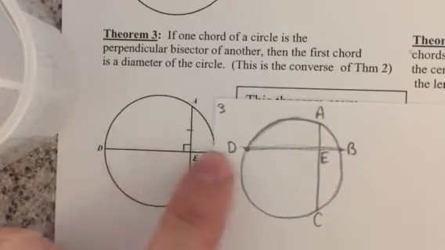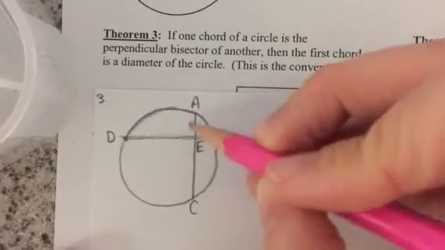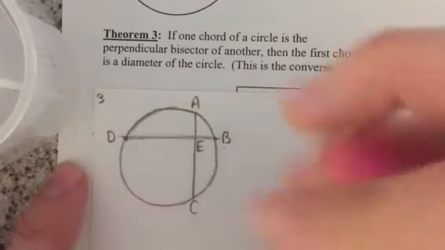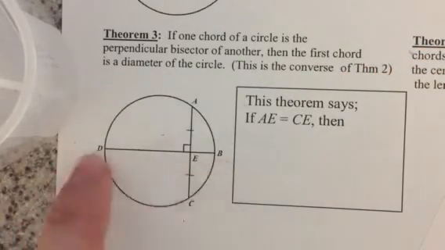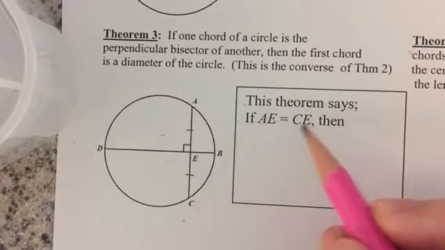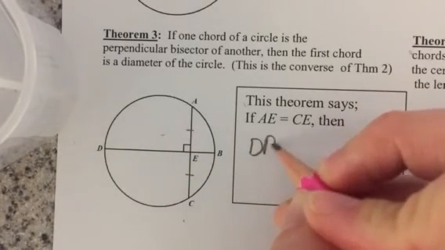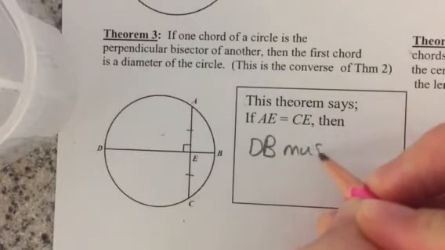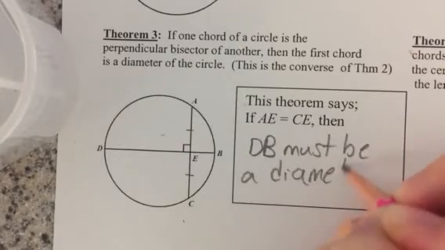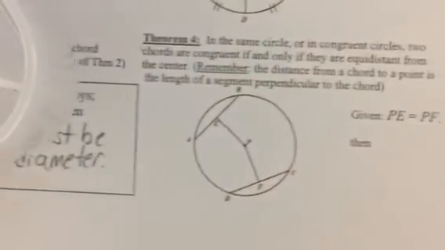So if it's not a diameter, if it's shifted up like that, it's obviously not bisecting these parts right here. So the only way that it's ever going to bisect those is if it goes right through the center, like this one, and it's bisecting it, and it has to be perpendicular. So we could say if AE equals CE, then DB must be a diameter. I'm going to write that out. Boom. Okay, let's look at our last one, theorem number 4.